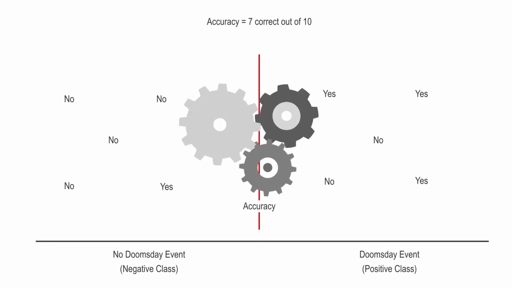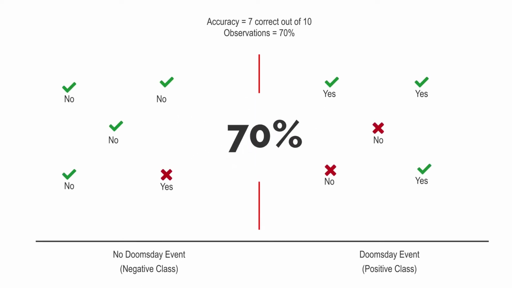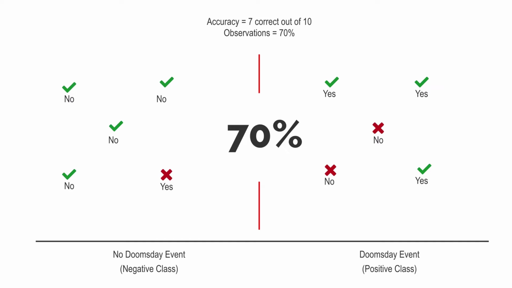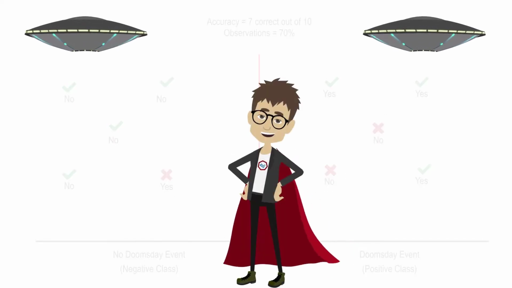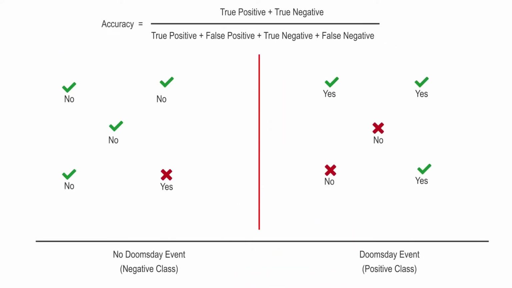Accuracy measures how many predictions your model got correct out of all the predictions. In this case, the accuracy is 70% because 7 predictions were correct out of 10. So, for the doomsday event, Captain Verisant had 2 false alarms, and in one case he was really scrambling to save us. Don't worry, it's superhero world, so we're always saved. The formula for accuracy looks like this.